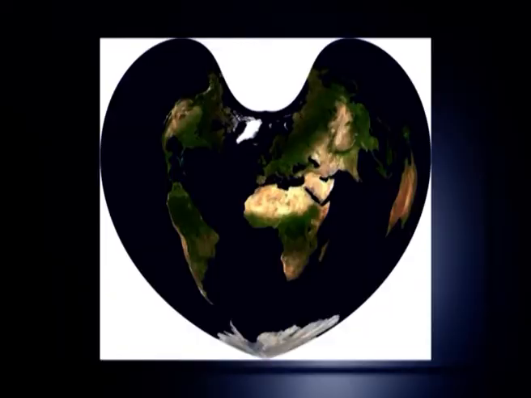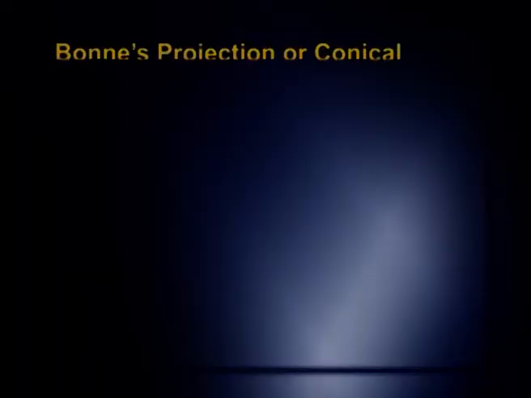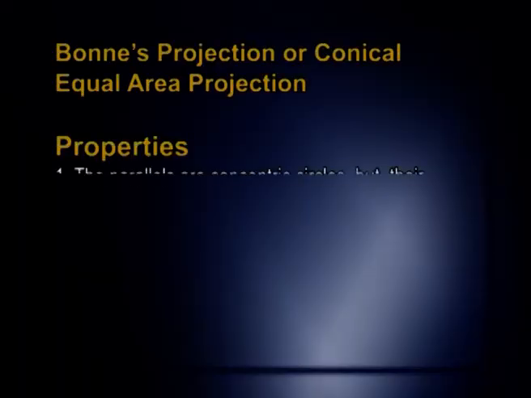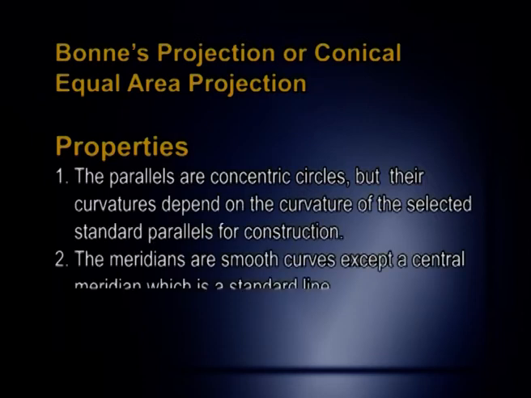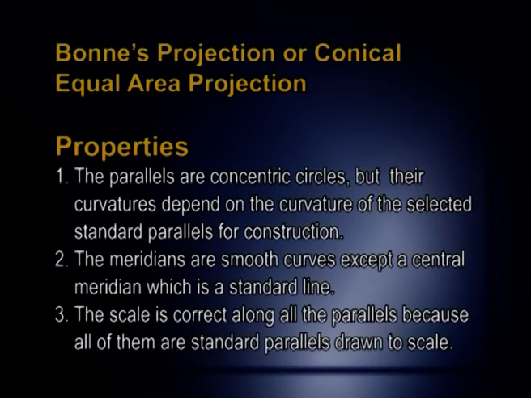Bonne's projection or conical equal area projection. It is a modified conical projection in which all the parallels are standard parallels. It was developed by R. Bonne, a French cartographer. Properties. Number 1. The parallels are concentric circles, but their curvature depends on the curvature of the selected standard parallels for construction. Number 2. The meridians are smooth curves except a central meridian, which is a standard line.